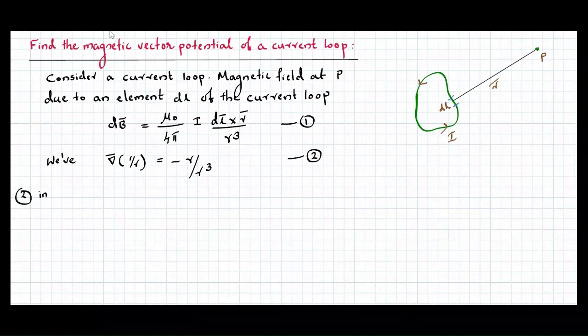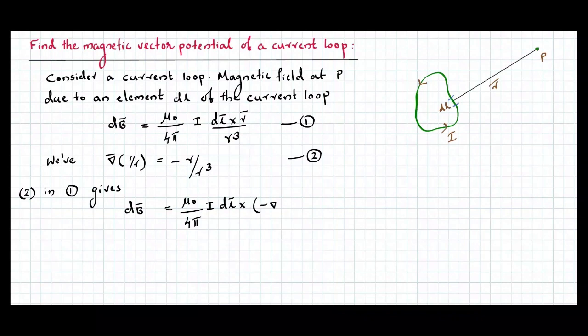Now we have the relation del 1 by r equal to minus r by r cube. Let it be equation number 2. Now substitute 2 in 1. That is, instead of r by r cube, substitute minus del 1 by r. Now 2 in 1 gives dB is equal to mu 0 by 4 pi I dl cross minus del of 1 by r.